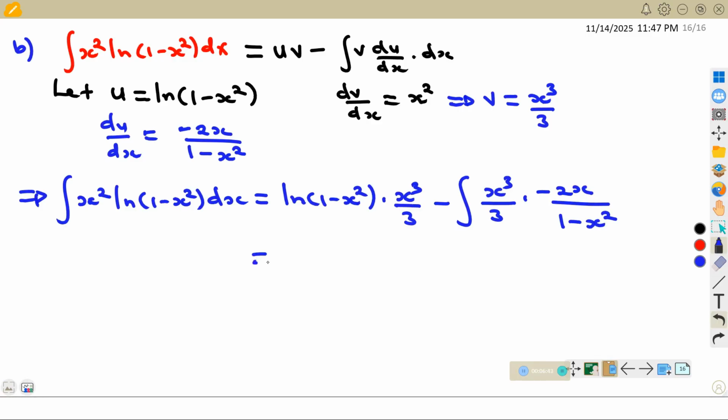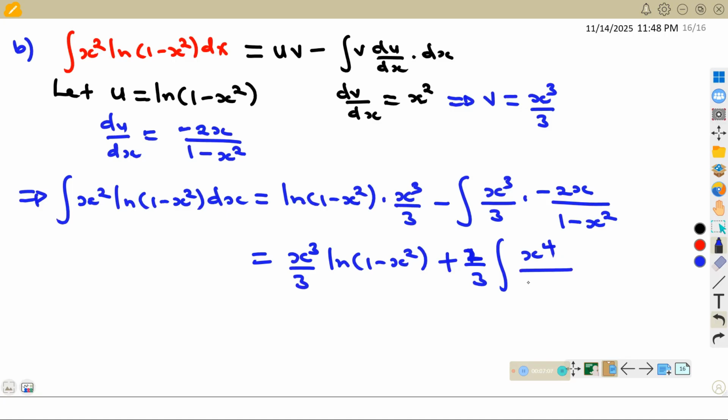So from here, we can try to rearrange this to be x to power 3 divided by 3, ln of 1 minus x squared. Then minus, we can have this as a plus, then a third out, actually 2 out of 3 out. Then the integral of x to power 4 divided by 1 minus x squared dx. So that is what we are having so far.